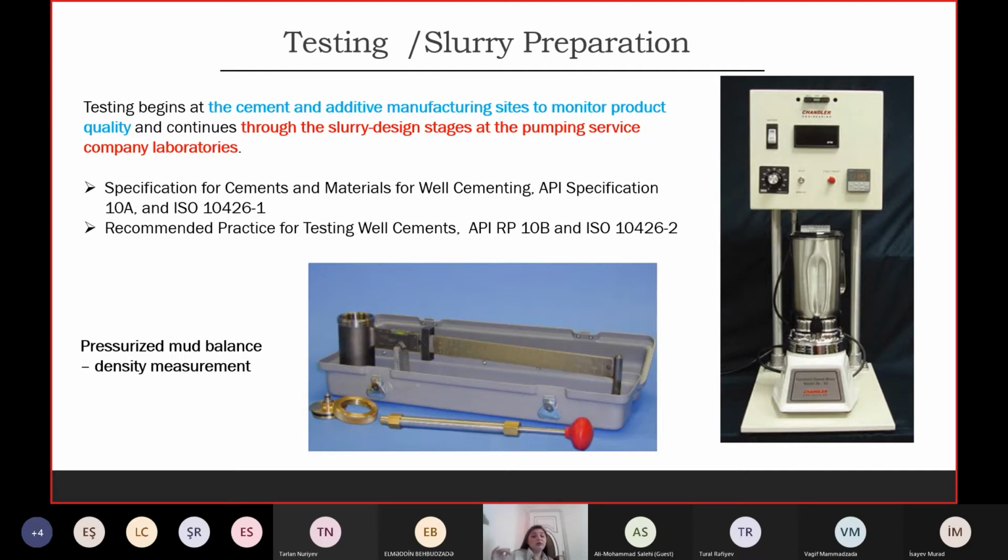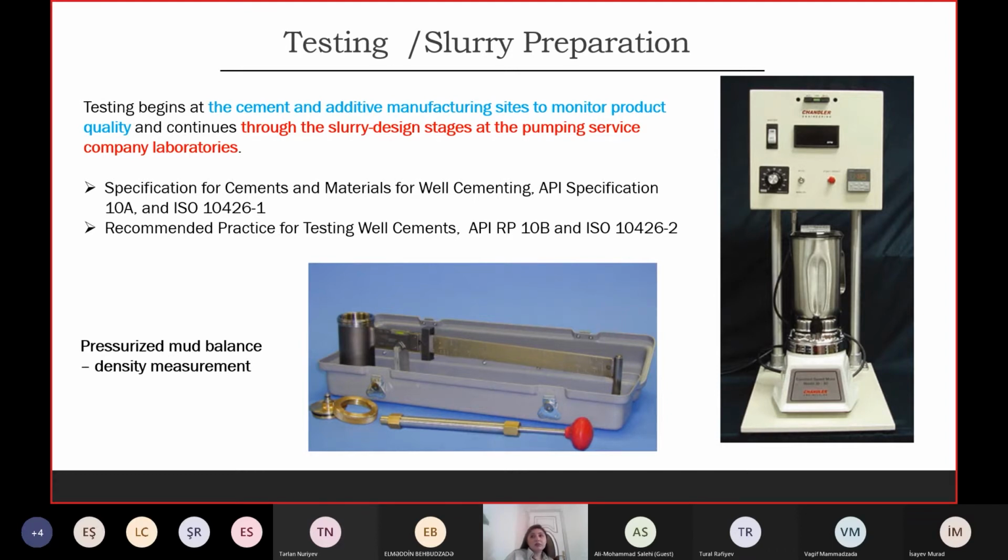But for general manuals, all companies should follow the recommendations from API and ISO, because these are standards that we cannot ignore, okay? First one, API 10A, and this is for cement quality, cement and cement materials. And API 10B is for slurries. It is a recommended practice for testing cement, like after you mix, okay?